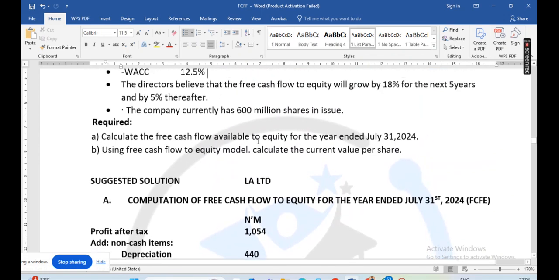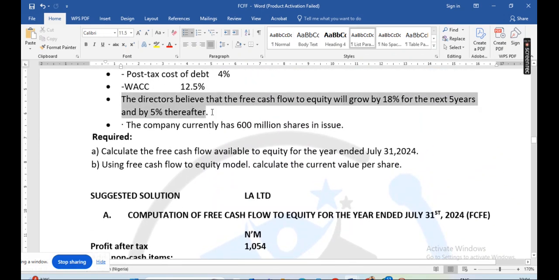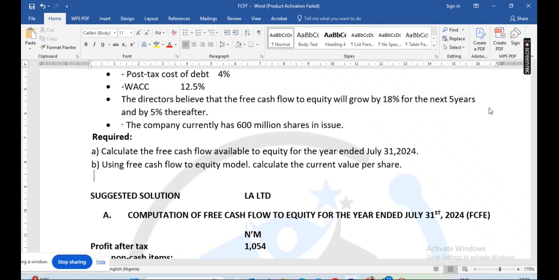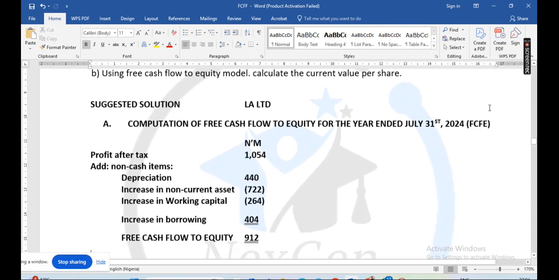Now, go back to this question where they said the directors believe that the free cash flow to equity will grow by this, and that is why we have to do it like that, right? If this is not there, they will not even tell you to calculate the current value. They will just tell you to calculate the free cash flow to equity. Then you leave it and move on. Do you get that? Yeah, it's fine.